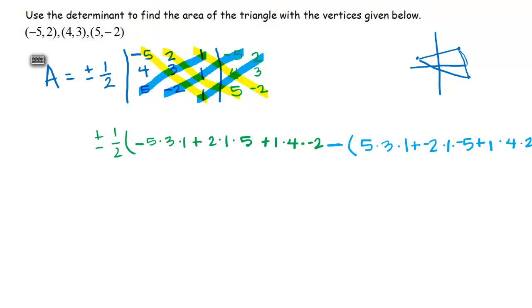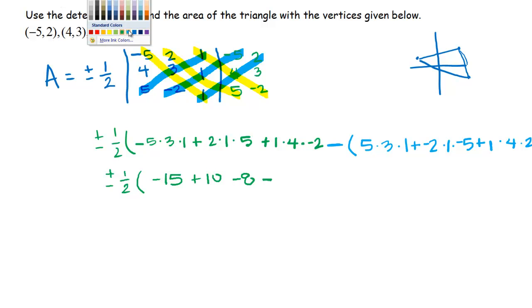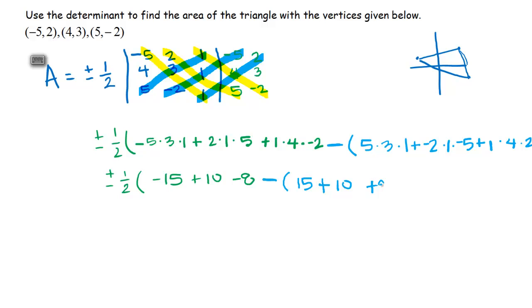Okay. Alright, so this is the way it is. In this green parentheses here is how you find the determinant of that 3 by 3 matrix. So let's just do math. We got plus or minus 1/2 of, we got negative 15, we got 10, we got negative 8, and then we have minus. And I like to keep things color-coded because it helps me organize better. So this is minus. And then we got 15. We've got 10. Oops, sorry, that's a positive 10. And we got plus 8.